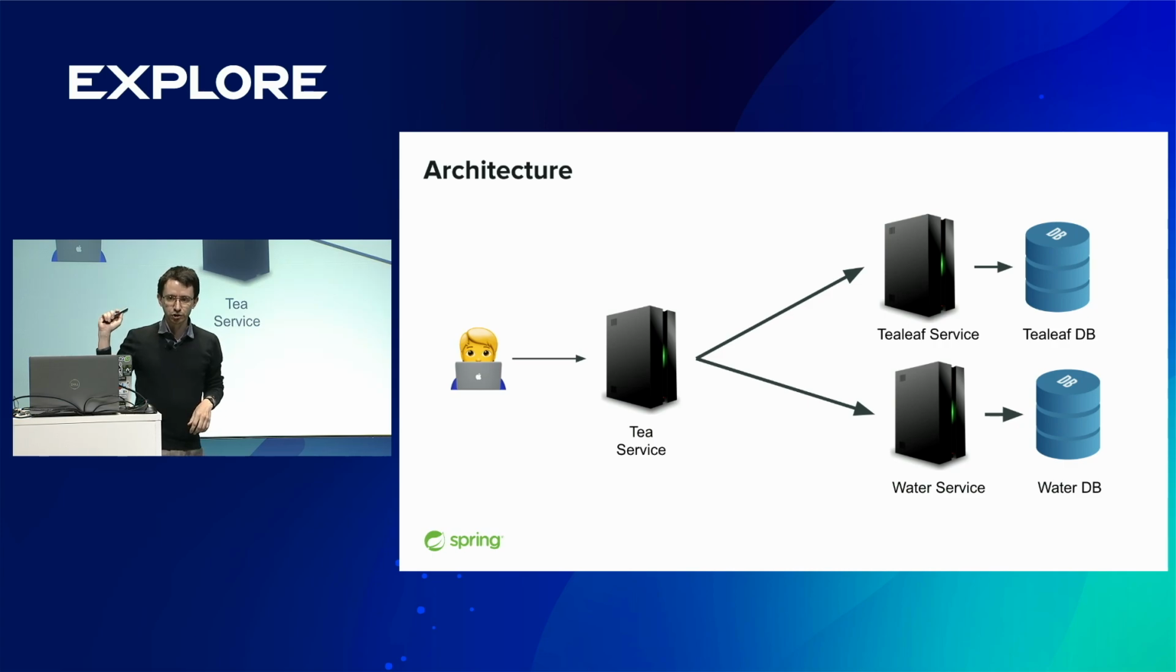So this is the architecture of this demo application. It's very, very simple. The user calls a service called T-service, and T-service calls T-leaf and water services over HTTP, and they have their own databases. That's it. It's definitely not the Netflix architecture that we had a few slides ago.